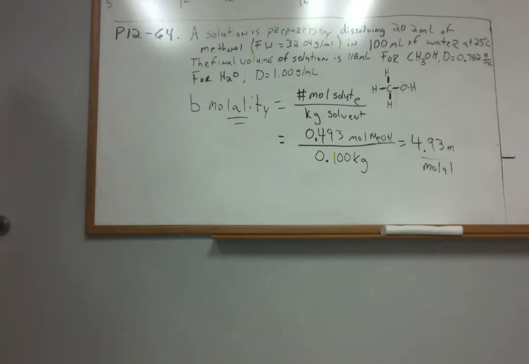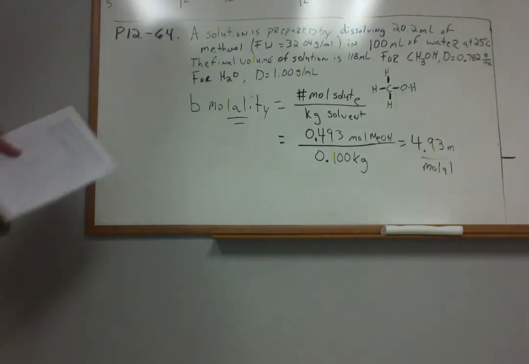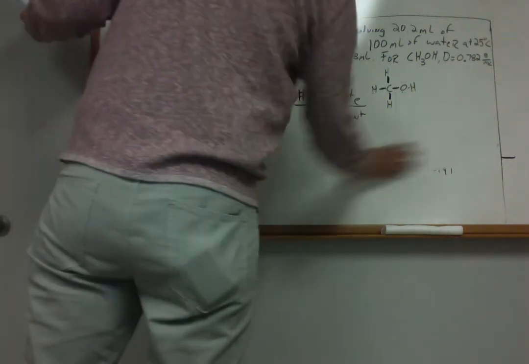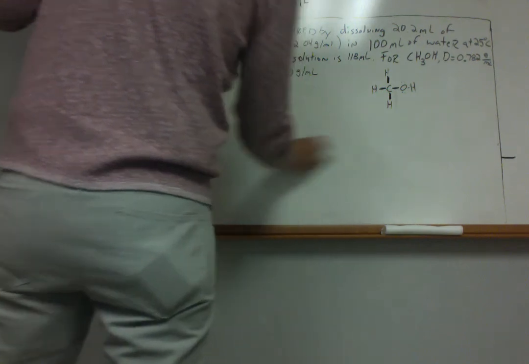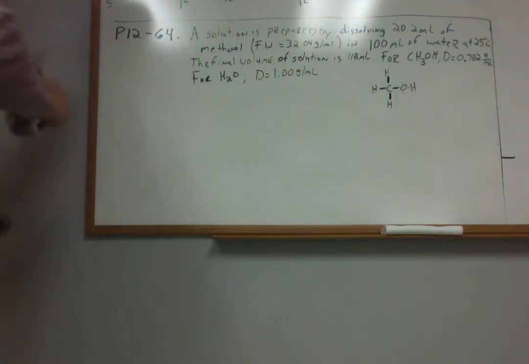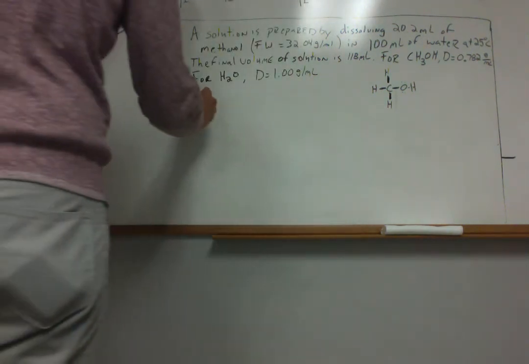This unit of concentration usually comes up when we're talking about colligative properties, and that's why it's important. We'll see that later in chapter 12. Okay, so you've got to remember the definition if you're going to compute the molality. Nonetheless, we've succeeded. Let's move on to part C of this problem.